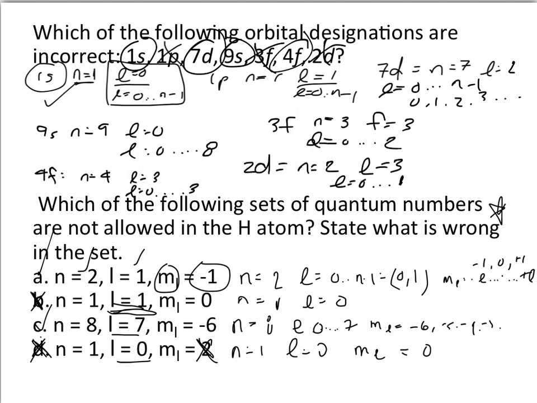So basically, they're all interrelated. Each one is dictated by the other. So I want you to make sure that you're paying attention to how they build upon each other. The n value dictates the L value. The L value dictates the m sub L value. And then you only have 2 options for your m sub S value.